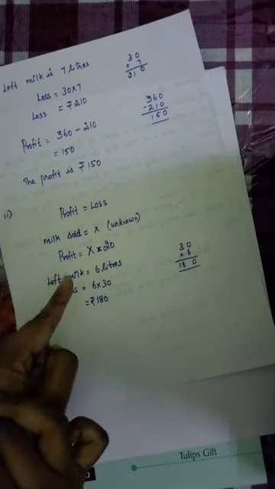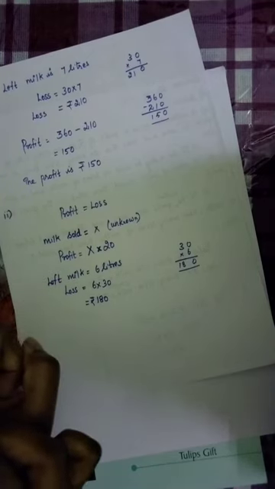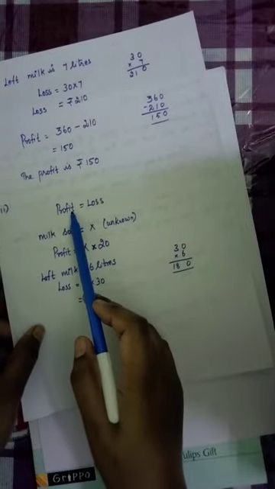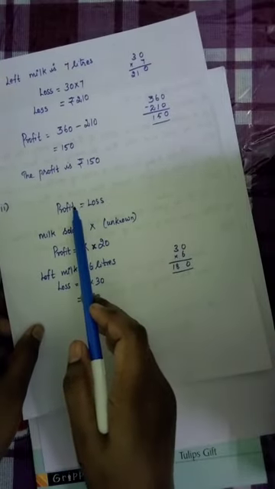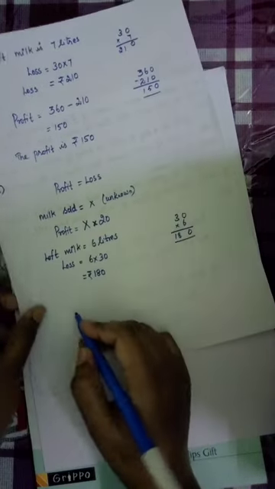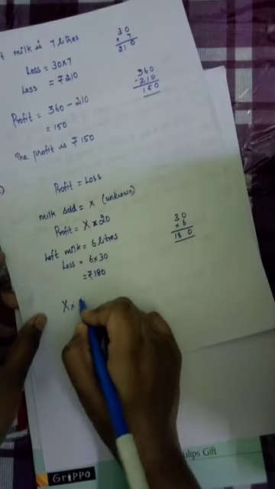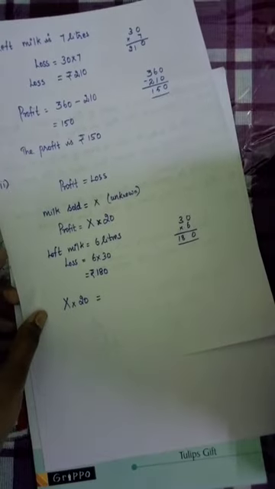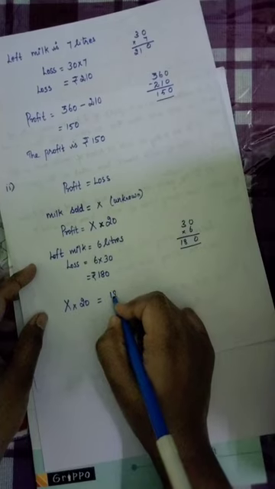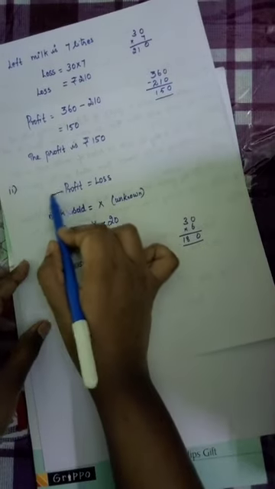So profit is equal to x into 20, because for every liter of milk the profit is 20. We know that profit is equal to loss. What is the profit? Profit is x into 20. Next, what is the loss? Loss is 180.